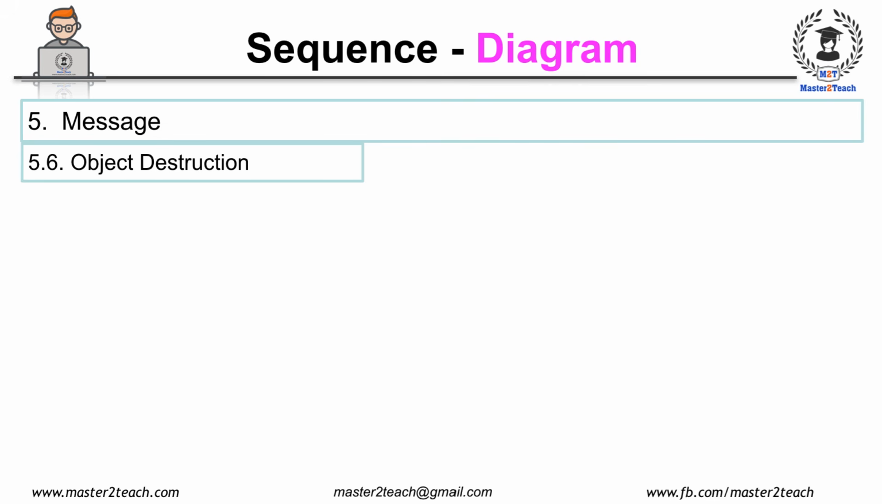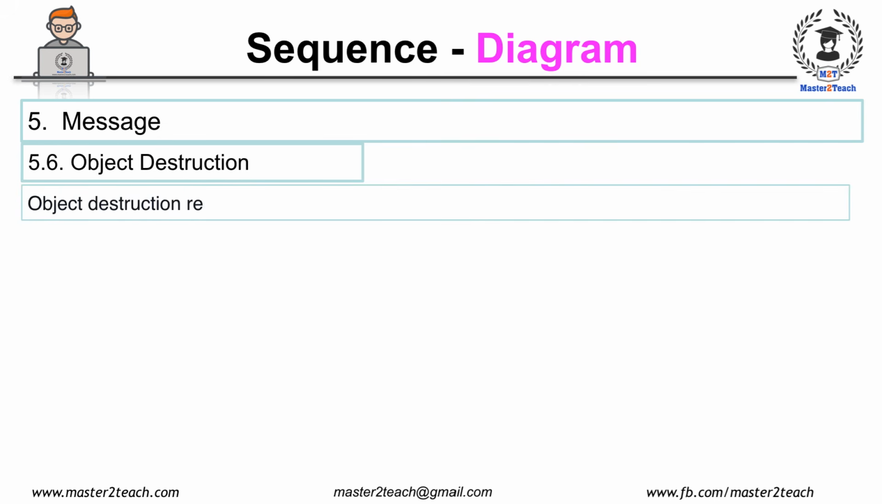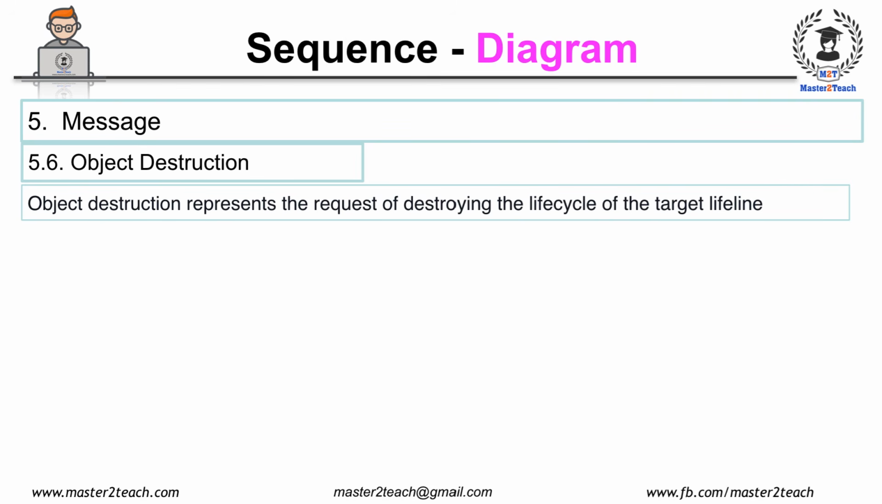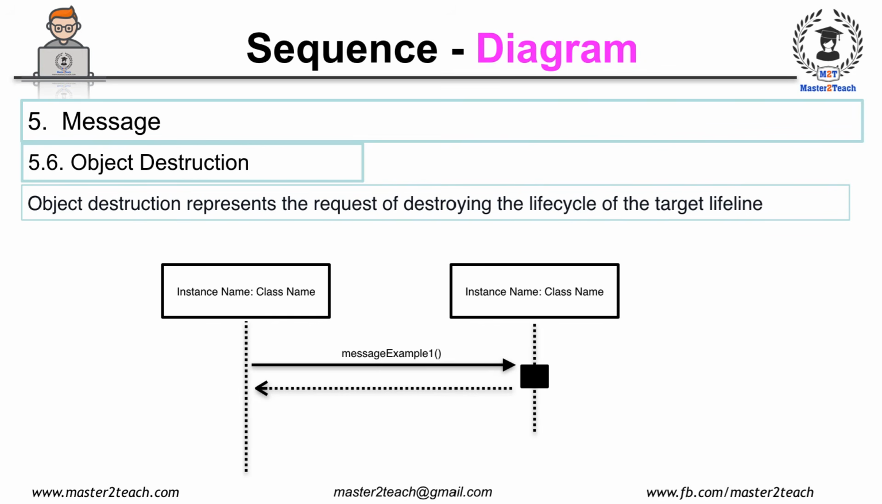Object destruction. As soon as the object is not needed any more in the further process, object destruction is called, which is deleting the object. Object destruction represents the request of destroying the lifecycle of the target lifeline, which is shown by the cross line, and there will not be further lifeline symbols, meaning the dotted line. It destroys the occurrence of the objects in the system.